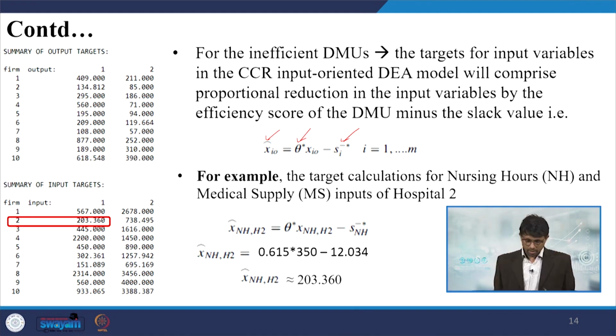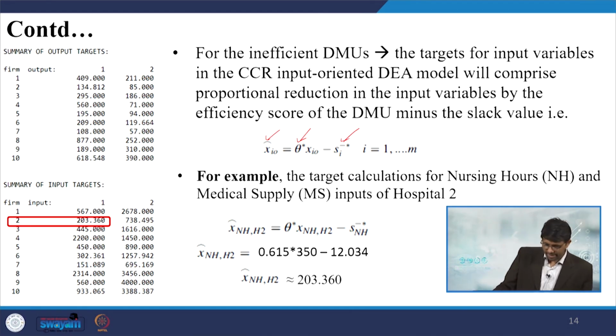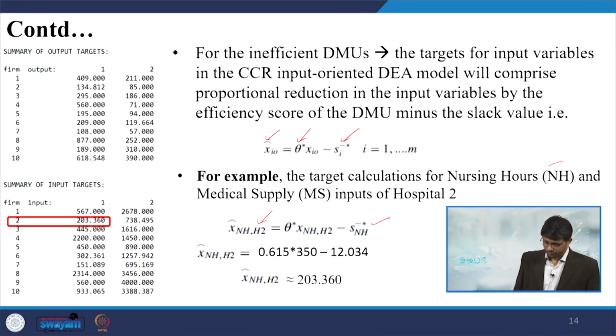So, in this case we are actually sticking to the result. In our case, nursing hours is one of the inputs, and medical supply is another input for hospital number 2. So, our target is what is mentioned here. Here is our input, in that case H2. NH is our nursing hours, and the slack is of that nursing hours, for the DMU 2.